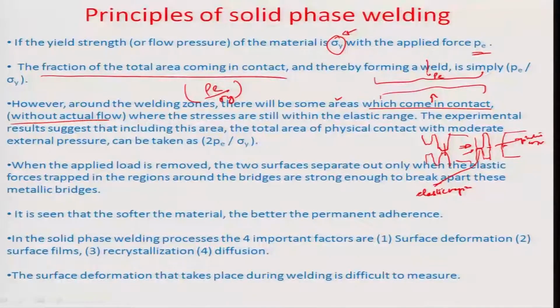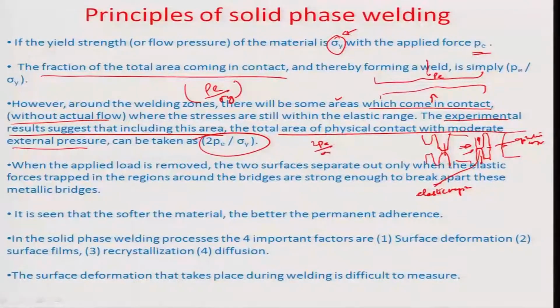So, if this area were very high, in that event obviously the surfaces would come closer, but if the elastic range material is not able to give a sufficient amount of recoiling force, then it will not really change anything, and the weldment will remain intact. So, experimental results suggest that if you include this area, the total area of physical contact with moderate external pressure comes out to be close to only twice P by sigma y. P by sigma y was the area of the plastically deformed asperities, but the overall area then becomes twice P by sigma y.